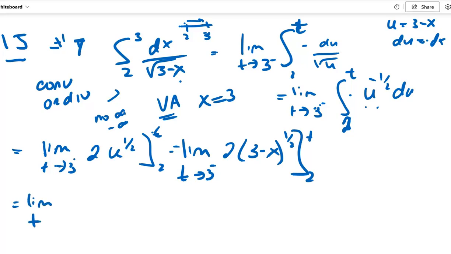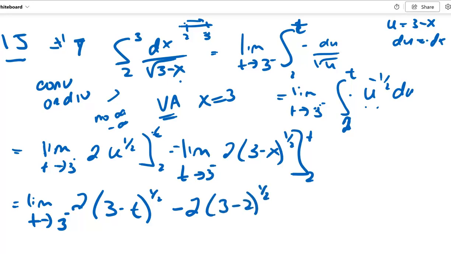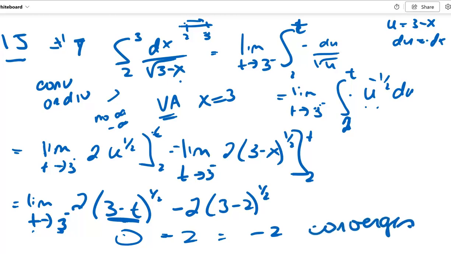Okay, so here we go. Limit as t goes to 3 from the negative side. Put the t in, so 3 minus t to the 1/2. Subtract, putting in the 2, so subtract 3 minus 2 to the 1/2. All right, so now I'm looking at what happens when I let t go towards 3. If I put t equals 3 in here, I get 0. And then here, I'd get a negative 2 times a 1. So this whole integral gives me negative 2. So that means that this integral converges.